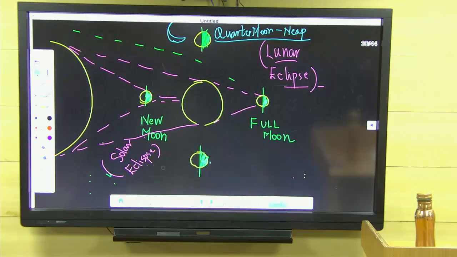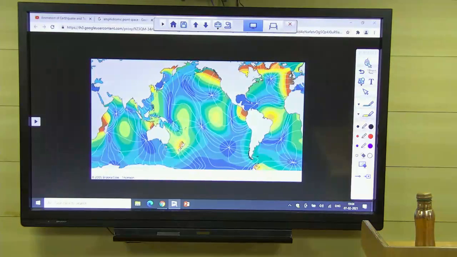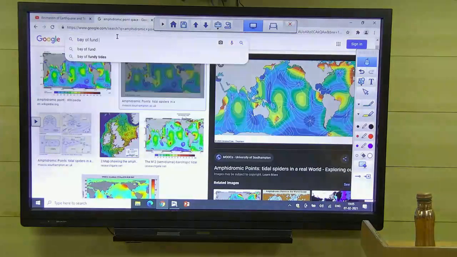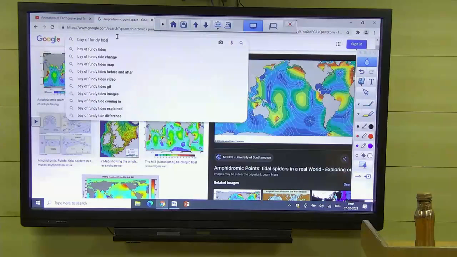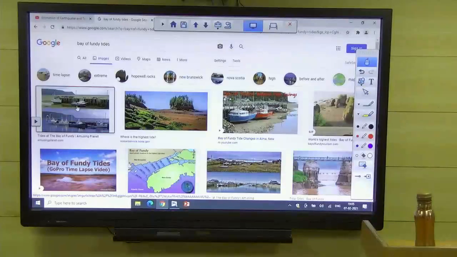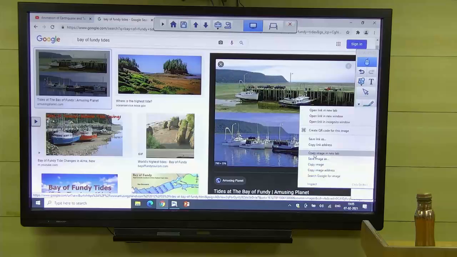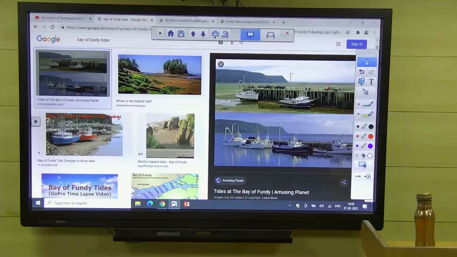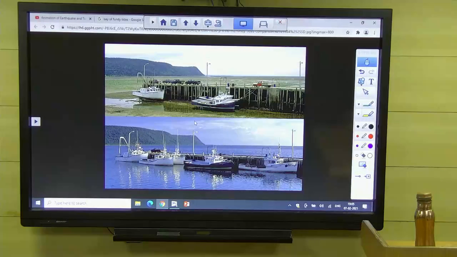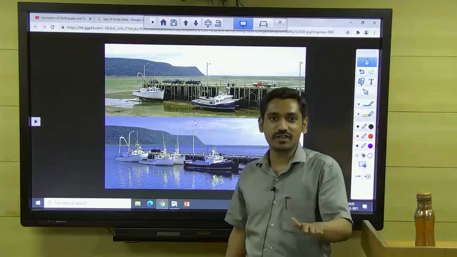See, if you want to understand tides, you need to get the extreme case. The extreme case in the world is Bay of Fundy. Bay of Fundy is a place in Canada. It has the largest tidal range in the world. This picture is not photoshopped, it is true. It's in Bay of Fundy. If you look at it, you will think someone has meddled with the photo, but it's not. The tidal range here is 53 feet.